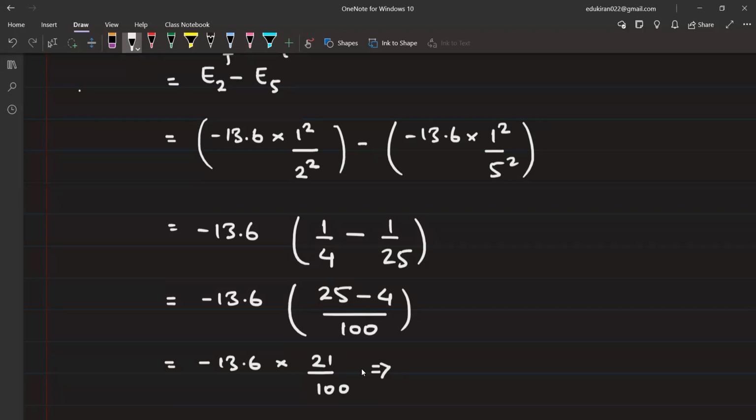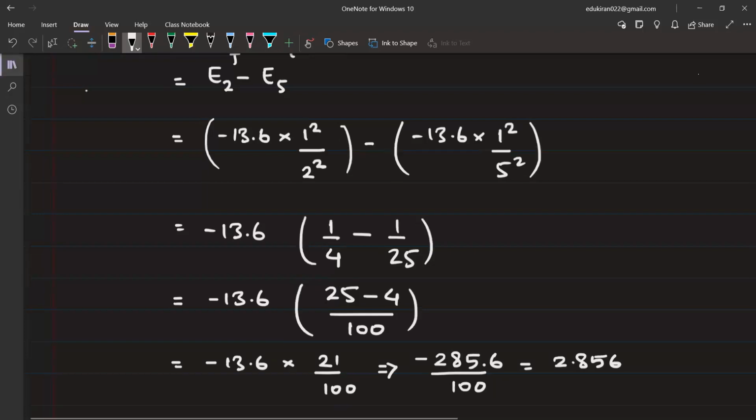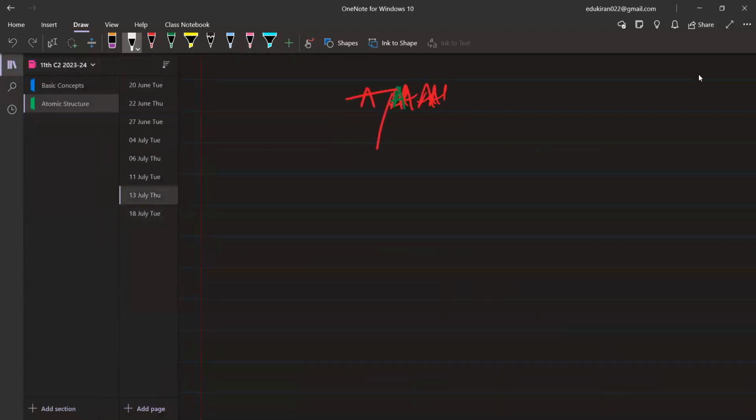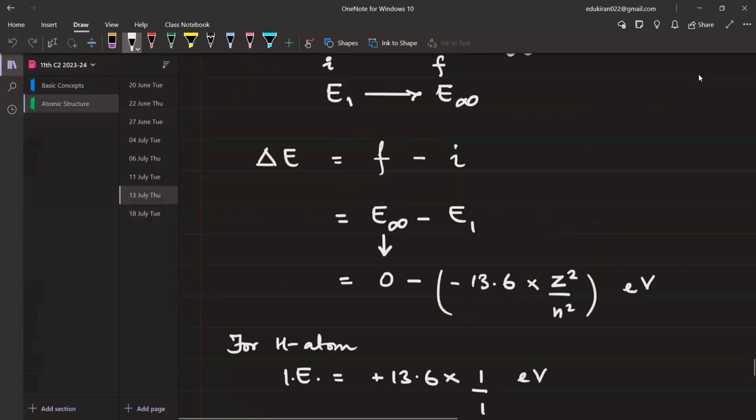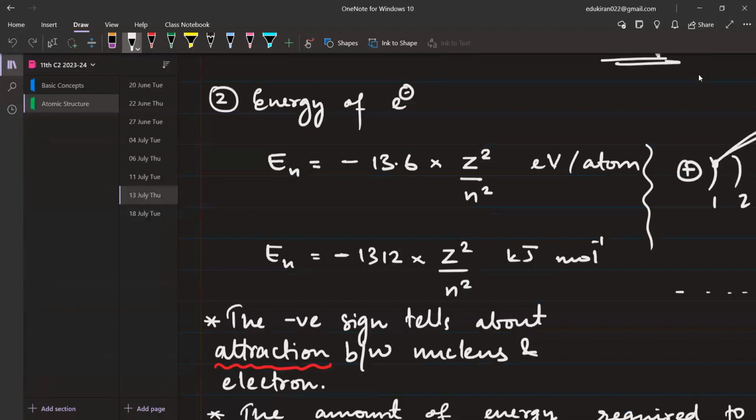(13.6 into 21) is equal to minus 285.6. Divided by 100, this will be equal to 2.856. Now, what will be the unit? Please see here, guys. What is the unit here?